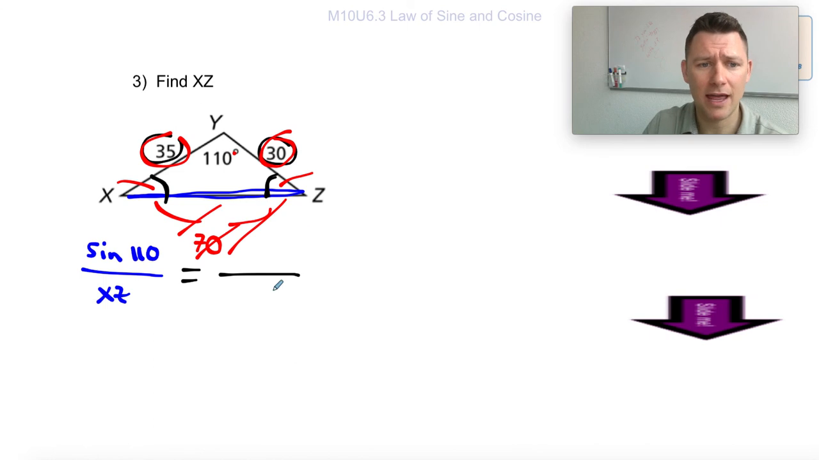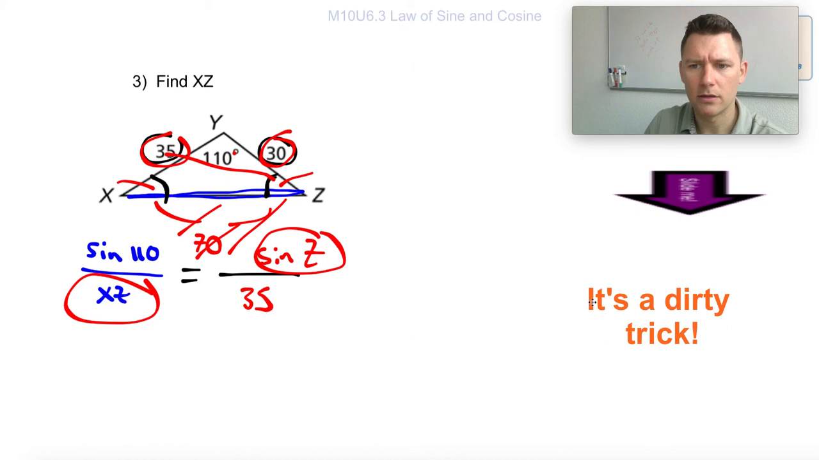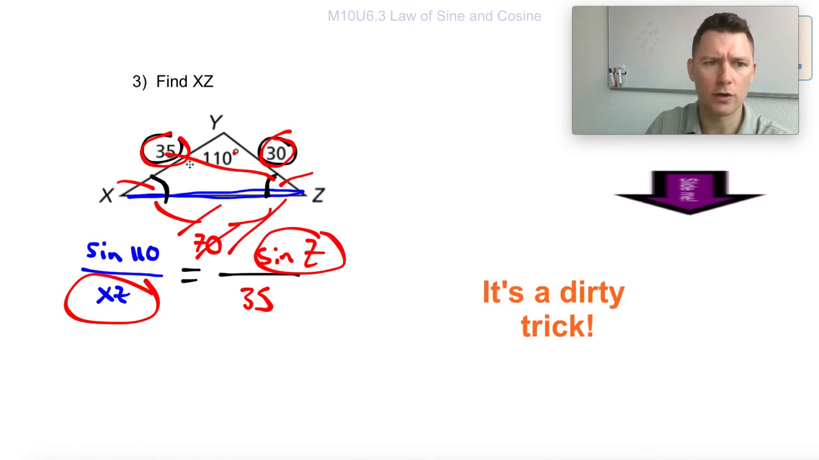We can say, right, sine of Z over 35. But now there's two things that I don't know, Z and XZ. So it's a dirty trick. You can't do this one using the law of sines. We need something better, right? Okay, and that's where we're going with law of cosines.